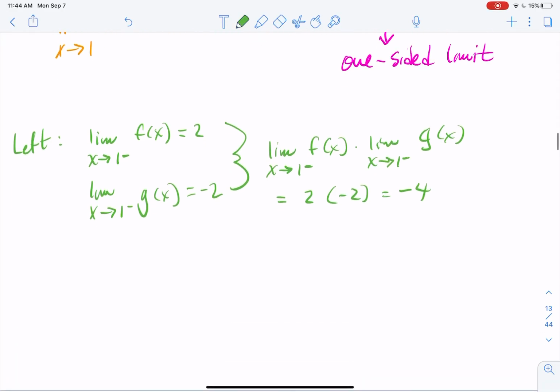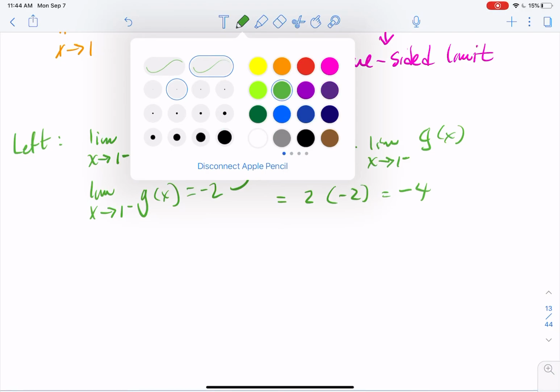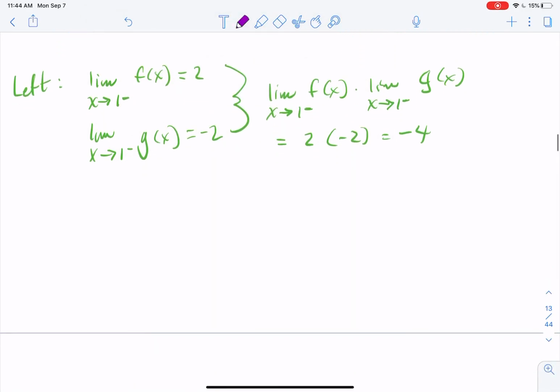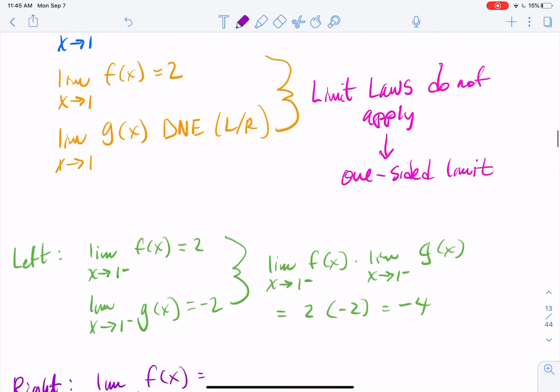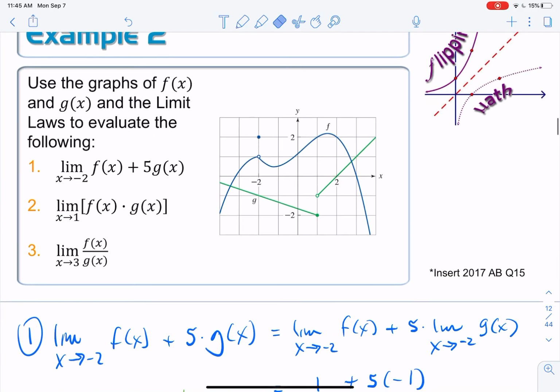All right, and then let's switch colors once again. How about purple? It's going to be super colorful. On the right-hand side, the limit as x approaches 1 from the right of f of x, and do that for the g of x function too. Let's see what these are equal to. On the right side of 1, f of x is still equal to 2, but on the green function, it looks like it's approaching -1.